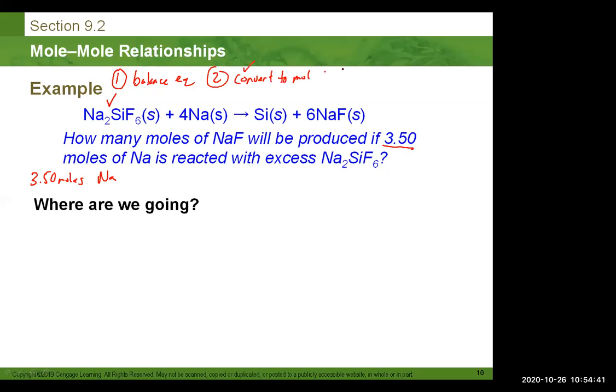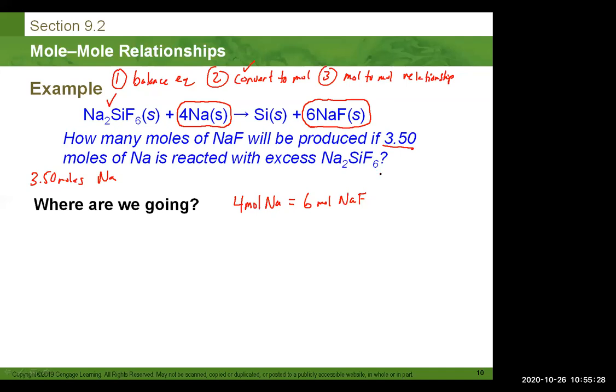The next thing that we want to do is the stoichiometry part. So we want to find that mole-to-mole relationship. Again, what we're looking for is the two things we're interested in. One thing is whatever they gave us. In this particular case, they gave us moles of sodium, which is this guy. And the other thing usually is what we're trying to find, which is the NaF in this case, which is this guy. Now, from this equation, the mole-to-mole relationship is for every 4 moles of sodium, we get out 6 moles of NaF.